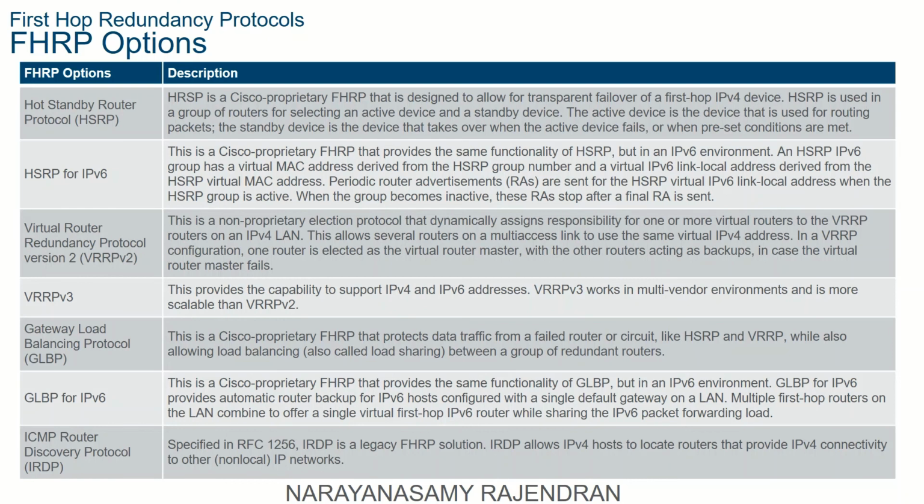Now we move to the ICMP Router Discovery Protocol, IRDP. IRDP is specified in Request for Comments RFC 1256. IRDP is a legacy FHRP solution. It is an old model. IRDP allows IPv4 hosts to locate the routers that provide IPv4 connectivity to other non-local IP networks. So these are all the different options available in FHRP.